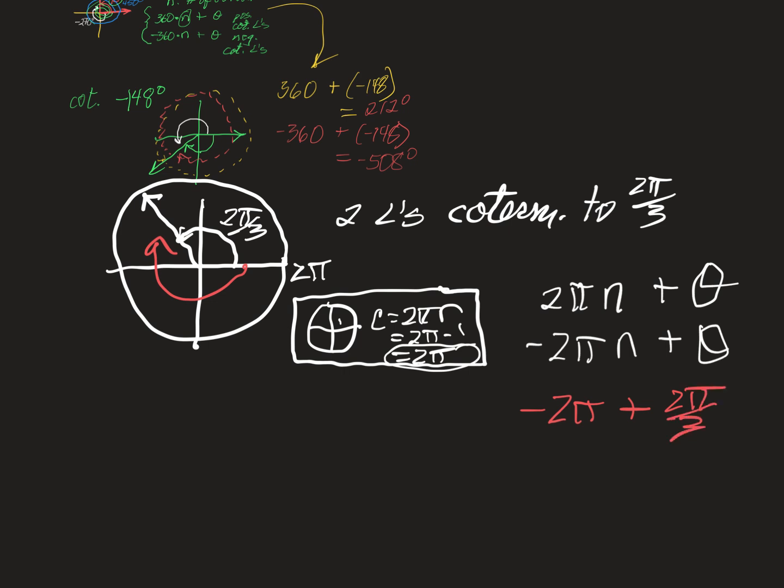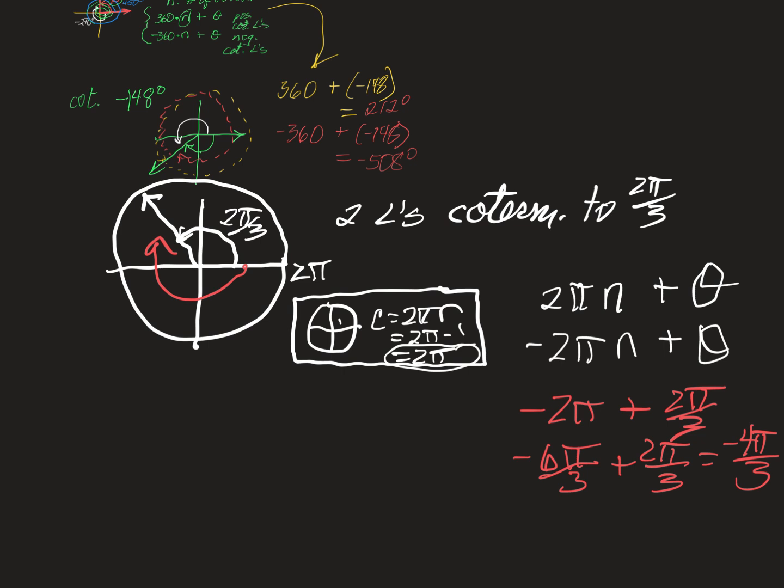And now I have to do that arithmetic. So negative 6 pi over 3 plus 2 pi over 3. And you should not do this on a calculator. You should do this with fractions and get good at the denominator stuff. So negative 4 pi over 3 is one answer.